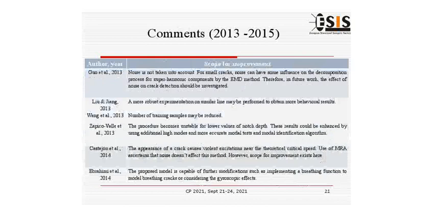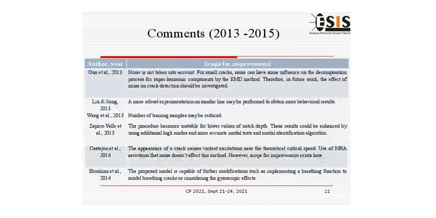For Gao et al. 2013, noise is not taken into account. For small cracks, noise can have some influence on the decomposition process for superharmonic components by the EMD method. Therefore, in future work, the effect of noise on crack detection should be investigated.